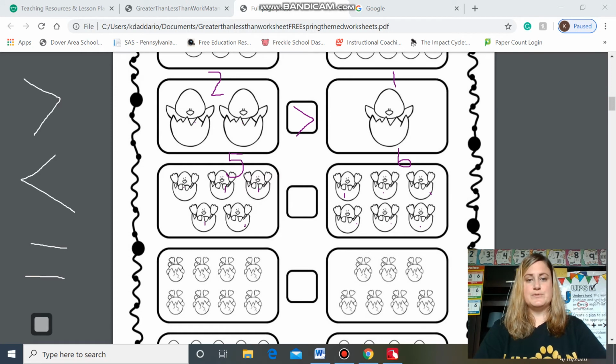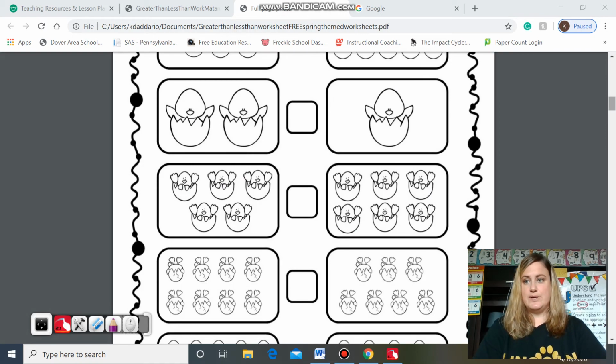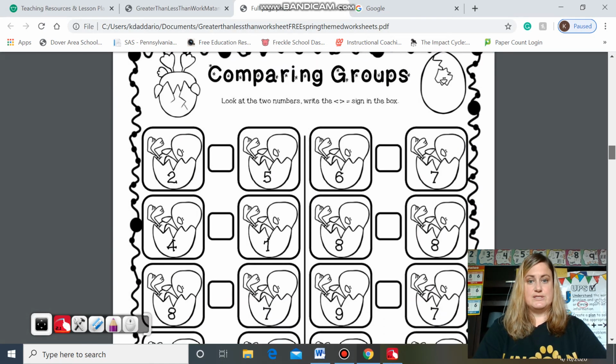So if I'm looking at my groups, which sign am I going to use? Am I going to say 5 is greater than 6? Am I going to say 5 is less than 6? Or am I going to say 5 is equal to 6? Hopefully you're thinking less than. So we're going to use this sign because the mouth wants to be eating the bigger number. So when I read my sentence, I say 5 is less than 6. Say it with me. 5 is less than 6. Good job. Let's look at some different practice with numbers instead of just objects.